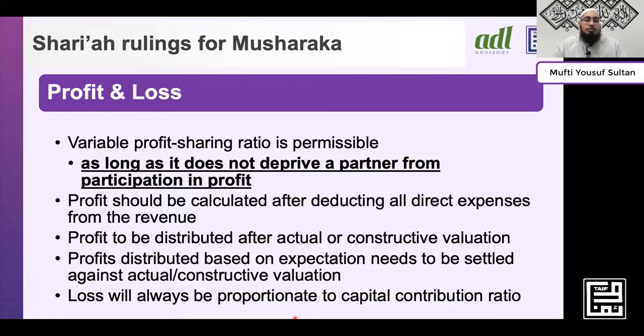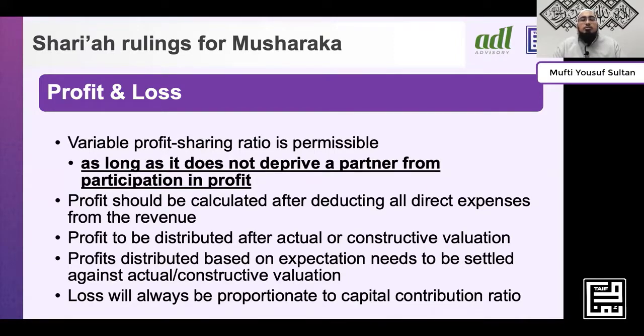Now, one of the most important parts in Musharaka and Mudaraba is to understand the profit and loss mechanism, because this is where a lot of things will be dependent, and in terms of permissibility, etc., all will be based on this. So first and foremost, the profit sharing ratio needs to be determined. It has to be very well specified. It has to be understood by the parties, acknowledged by the parties, and agreed upon.